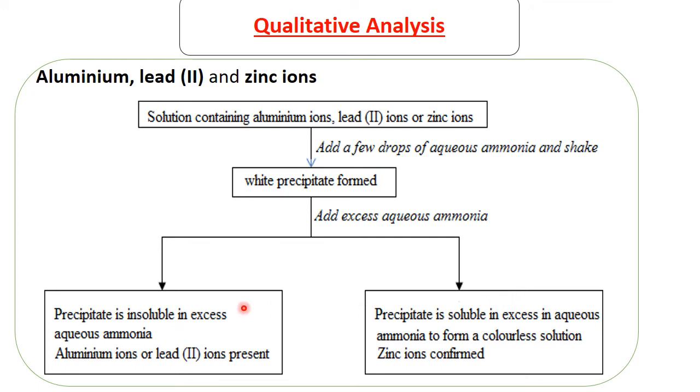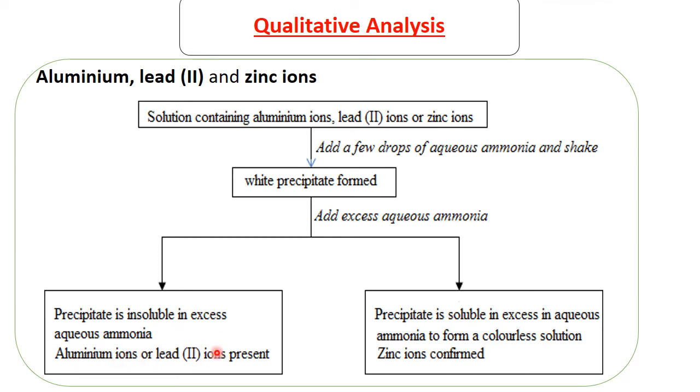So that's how to separate aluminium ions or lead 2 ions and zinc ions. So now that you are able to tell that this is zinc, what about these two? How can you tell that they are different? The fact that they give you the same results when you add a few drops of aqueous ammonia and when you add excess aqueous ammonia. How do you differentiate them?